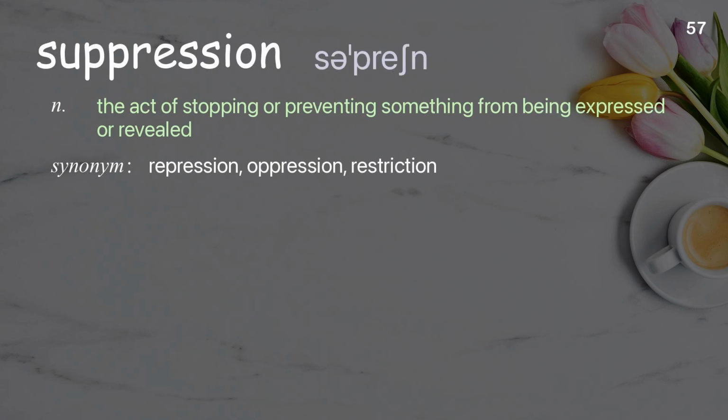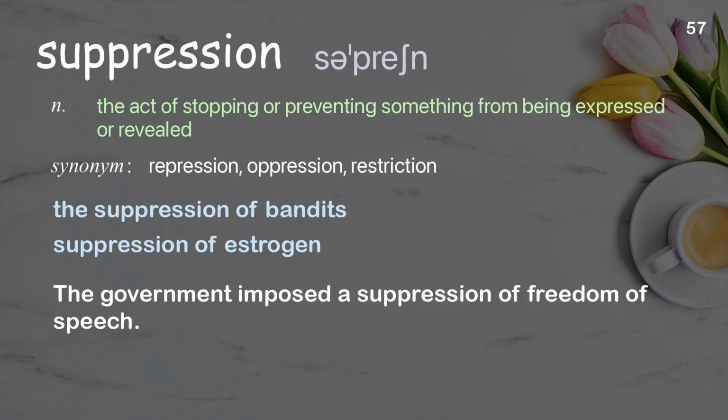Suppression. The act of stopping or preventing something from being expressed or revealed. Examples. The suppression of bandits. Suppression of estrogen. The government imposed a suppression of freedom of speech.